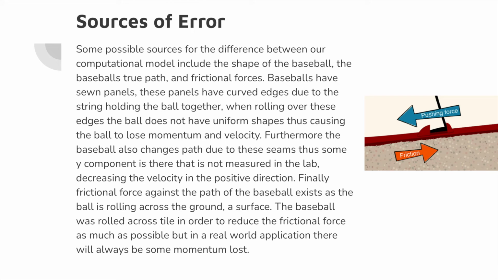Finally, frictional force against the path of the baseball exists as the ball is rolling across the ground, a surface. The baseball was rolled across tile in order to reduce the frictional force as much as possible, but in a real-world application, there will always be some momentum lost.